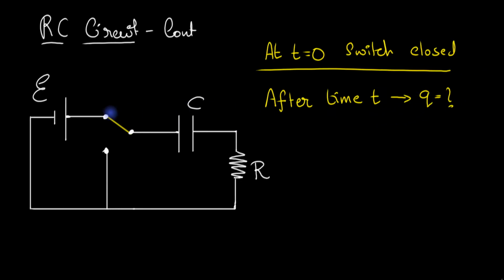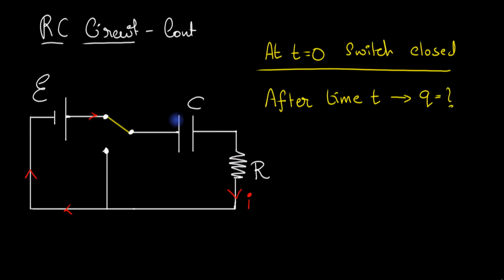Okay, so let's first think about this. We know that the moment we close the circuit, there's going to be a surge of current that flows this way, and that current initially has to be E by R. Intuitively we thought about that. But at time t, let's call that current I. That's the value of the current right now.